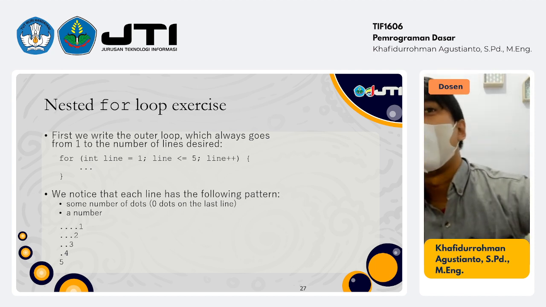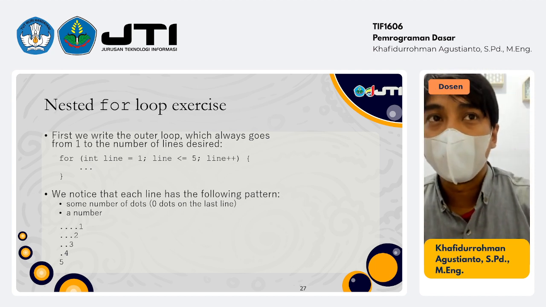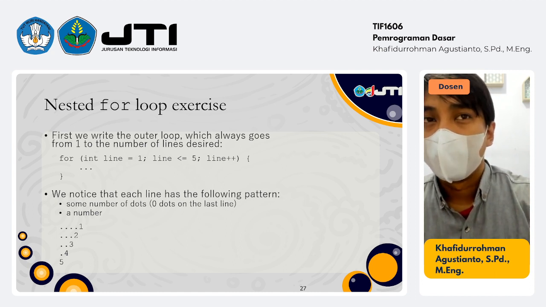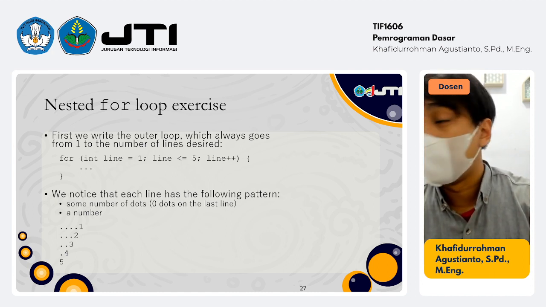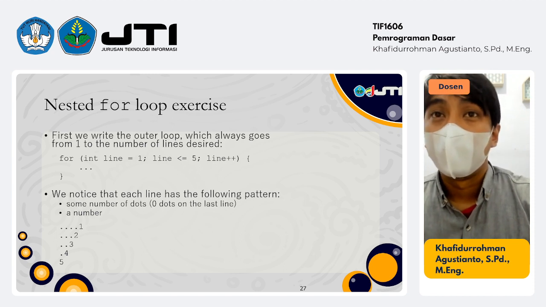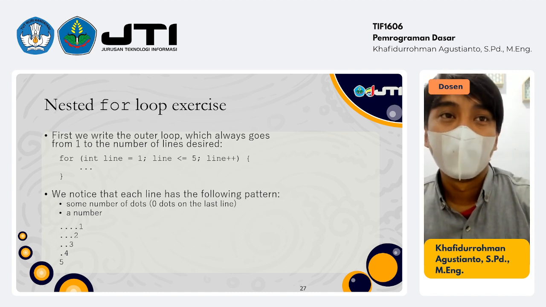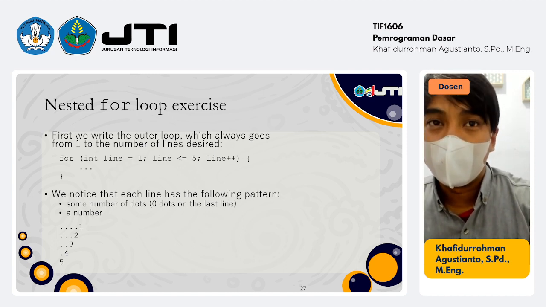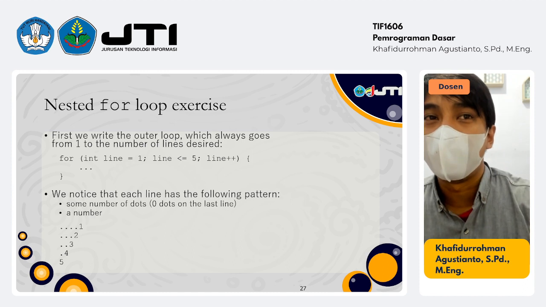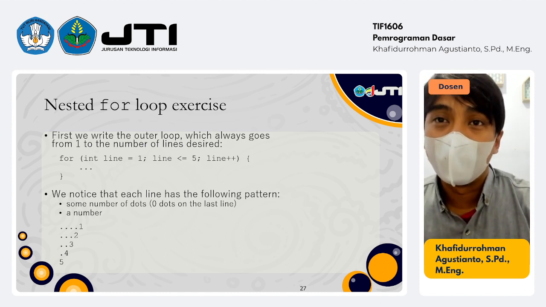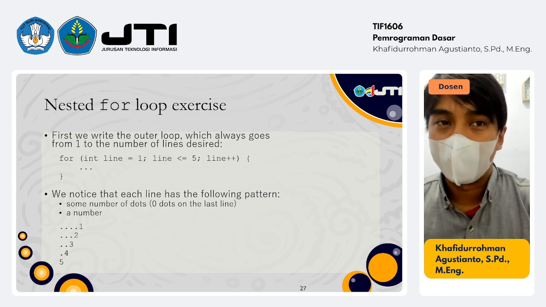First, we write the outer loop, which always goes from 1 to the number of lines desired. For integer line equal to 1, line lowers or equal to 5, line plus plus. We notice that each line has the following patterns: some number of dots, 0 dots on the last line, and numbers.